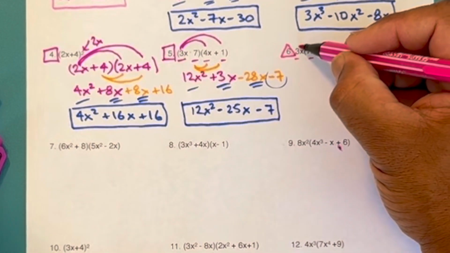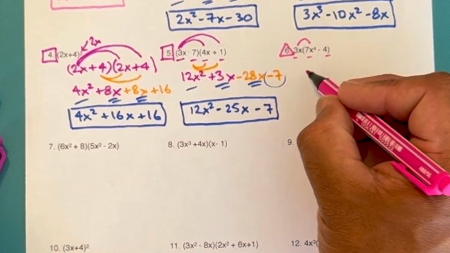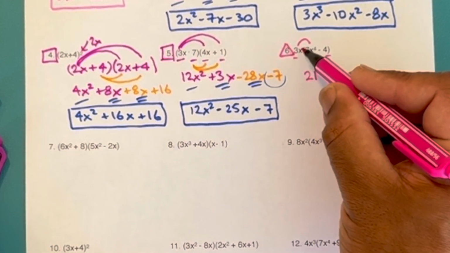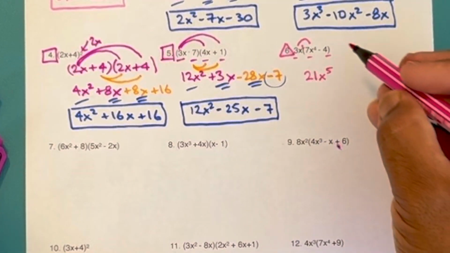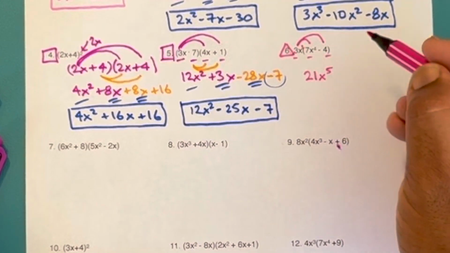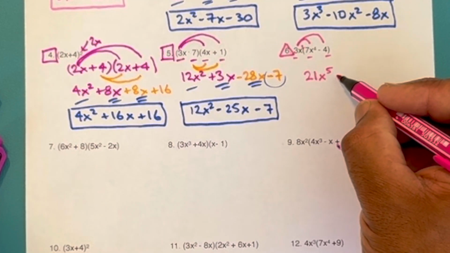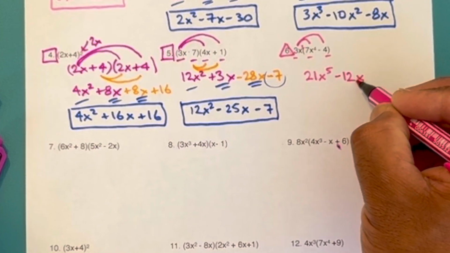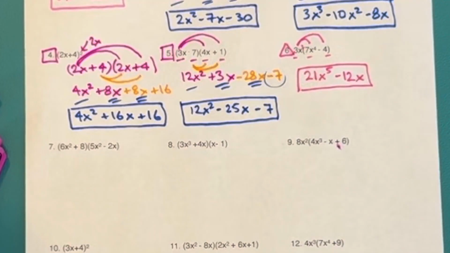So here I've got 3x times 7x to the 4th. So 3 times 7 is 21. X to the power of 1 times x to the 4th is x to the 5th. Be careful. Then 3x times a negative 4 is a negative 12x. We're done with that one.